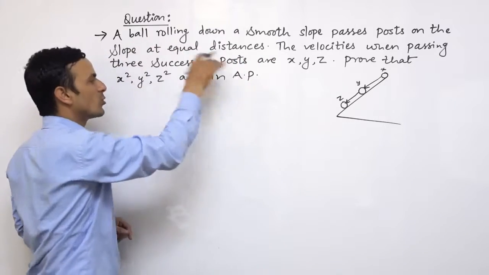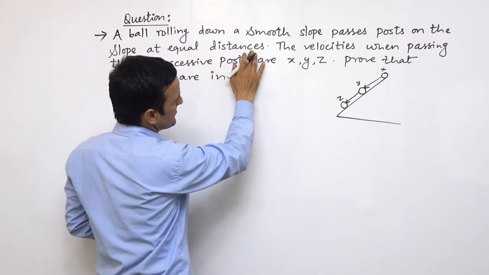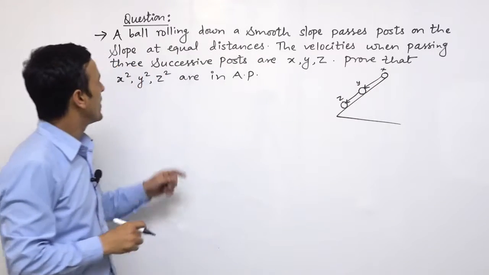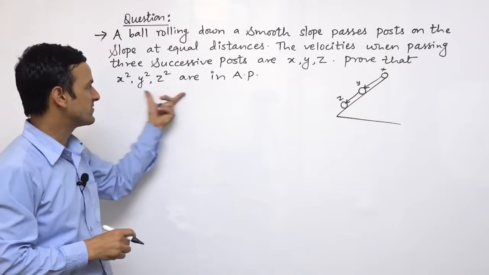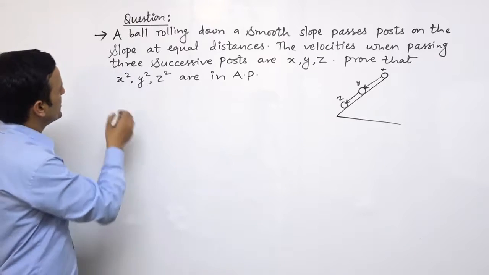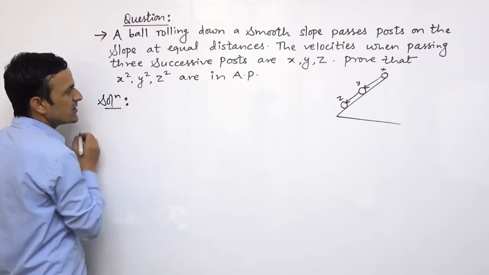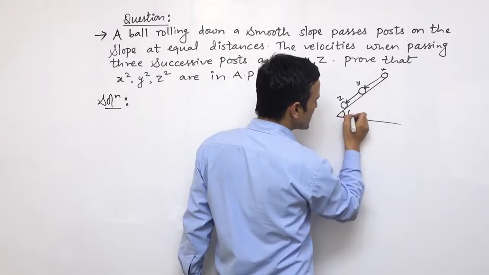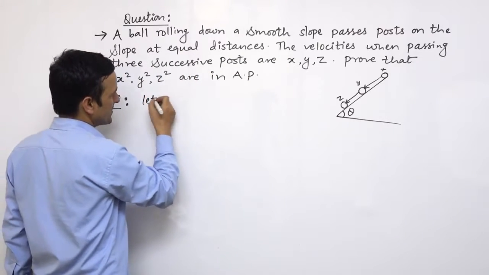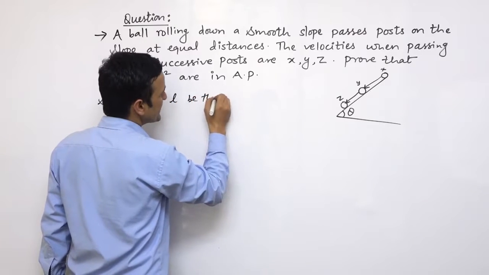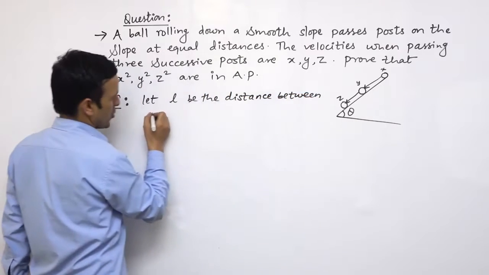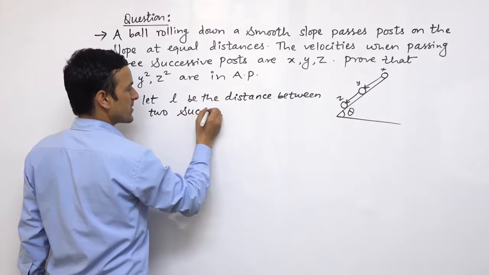A ball is rolling here, at equal distances. If this is L distance, then this is also L distance. The velocities when passing three successive posts are these. So prove that x square, y square, z square are in AP. In this case, the angle made by this inclined plane is theta, and L is the distance between two posts. Let L be the distance between two successive posts.